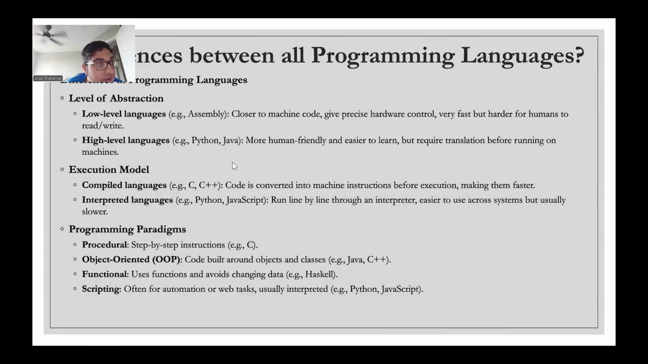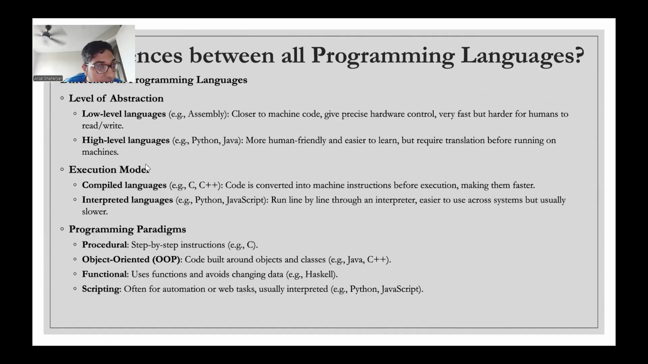Level of abstraction. Low level languages, for example assembly, are closer to machine code and give precise hardware control and are very fast, but are harder for humans to read and write. High level languages, for example Python and Java, are more human friendly and easier to learn, but require translation before running on machines.